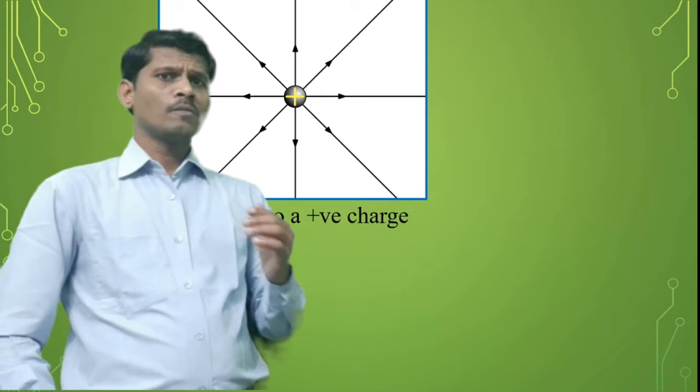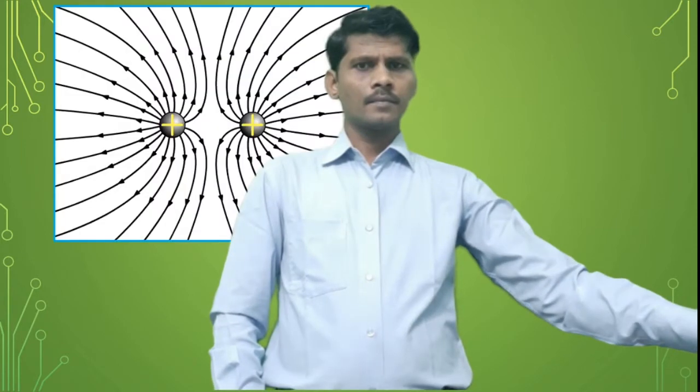Electric field due to negative charge and electric field due to positive charge. See the animation. Two point charges. Between two point charges, electric field is 0. Between two negative charges, electric field is 0.